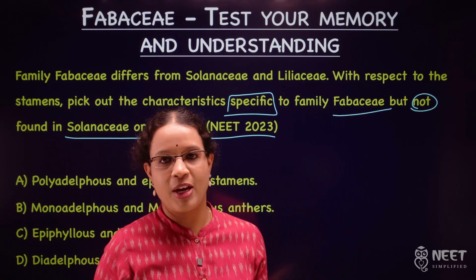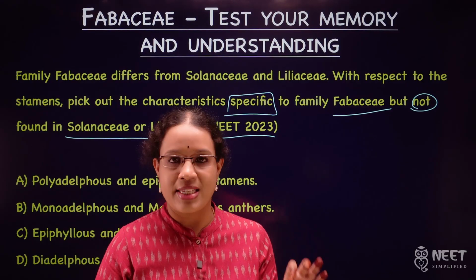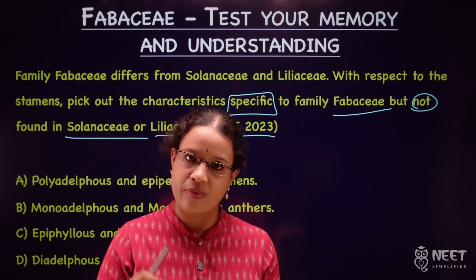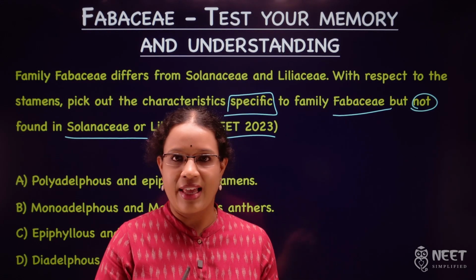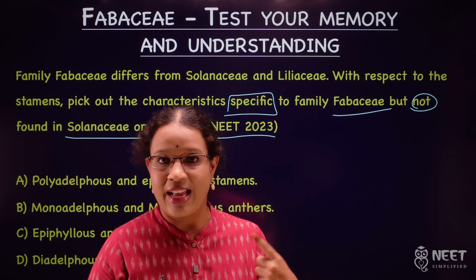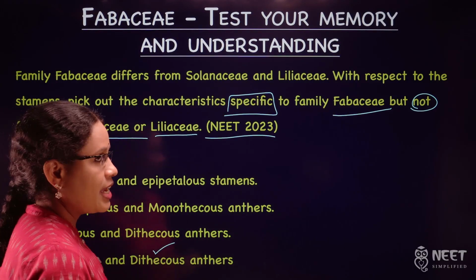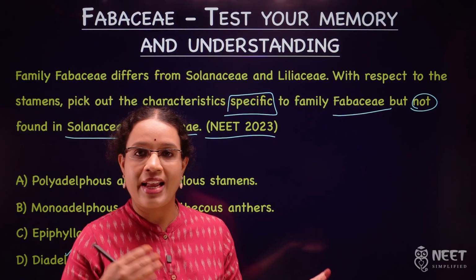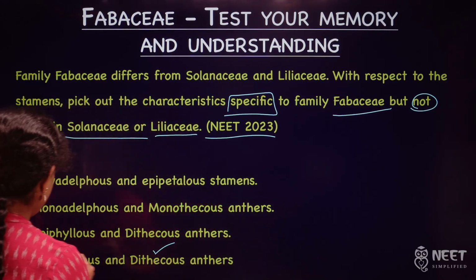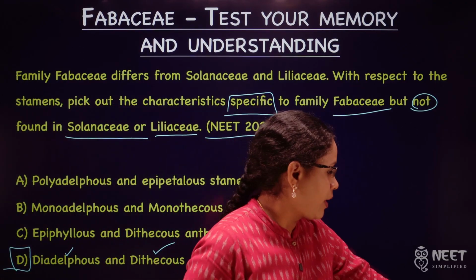Now, you can see a very big question. But what is the question representing? Very simply, it is asking about the stamens of the family Fabaceae. We have just now seen an arrangement which we call diadelphous. We find that here, and we have dithecous anthers, right? Dithecous anthers and diadelphous stamens. So we will get the right option, that is D.